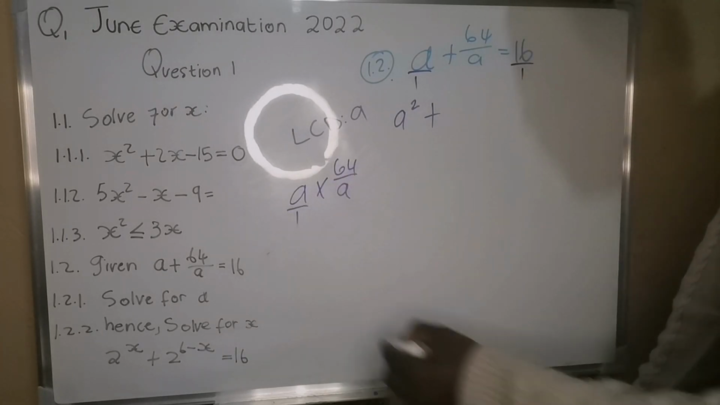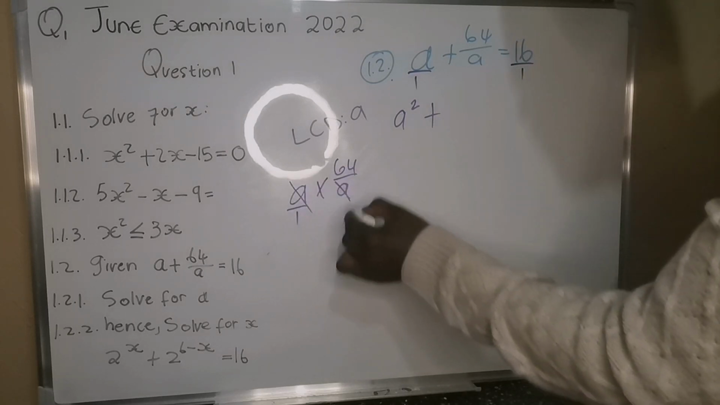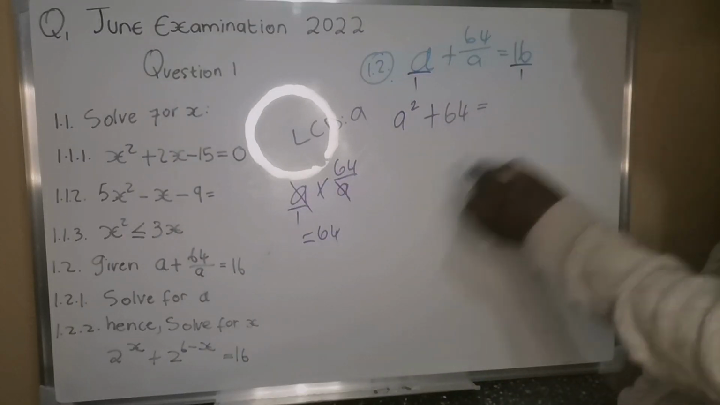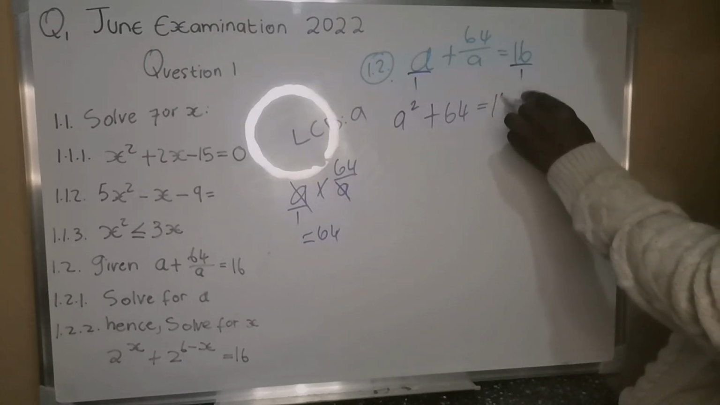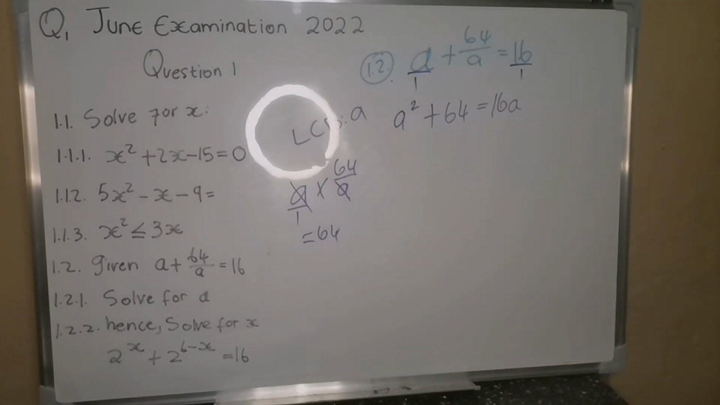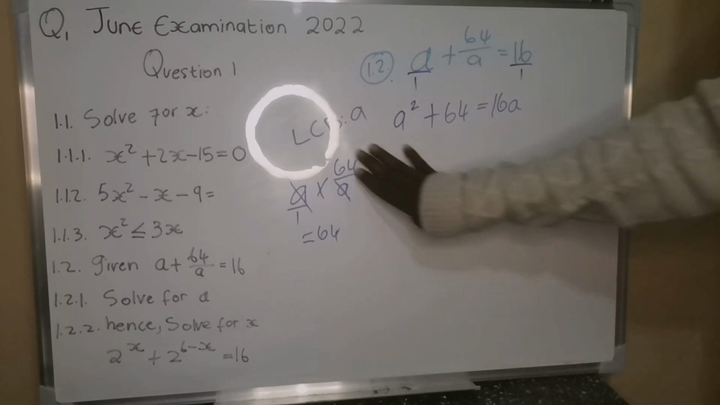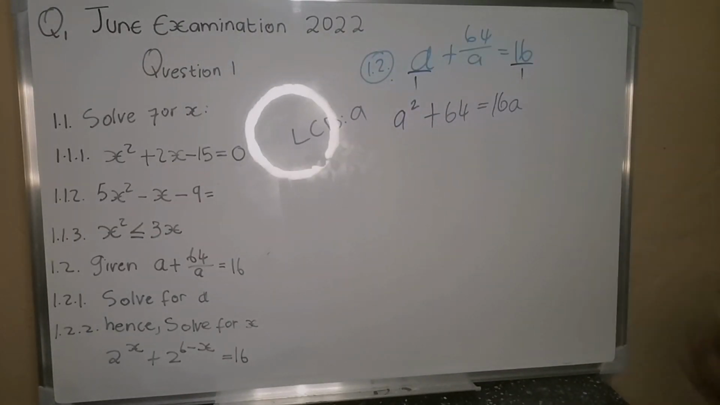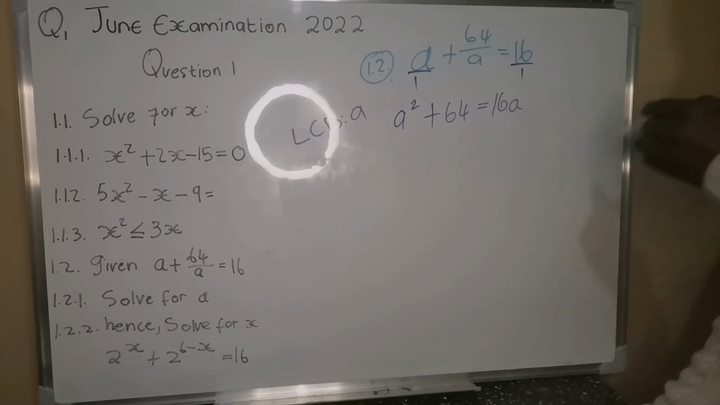Now we have a over 1, and so this a will divide this a, we're left with 64. Therefore, we're going to have plus 64 equal to 16 times a, which is 16a. I can see that this is a quadratic equation. Therefore, you must have 0 on one side. It's very important to understand that you must have 0 on one side.